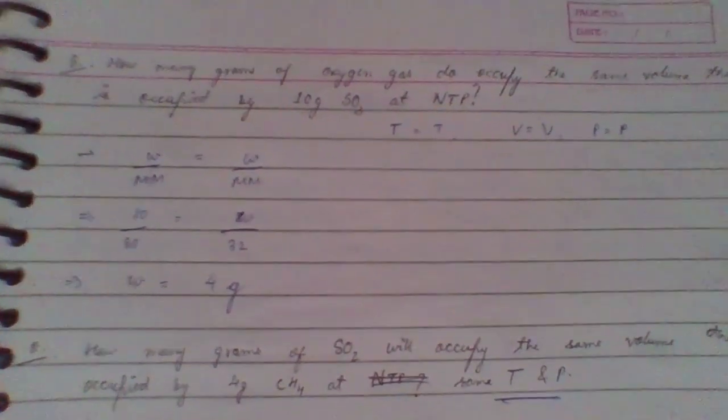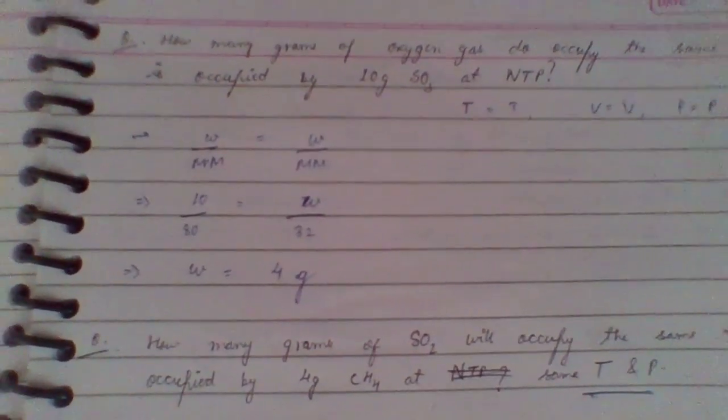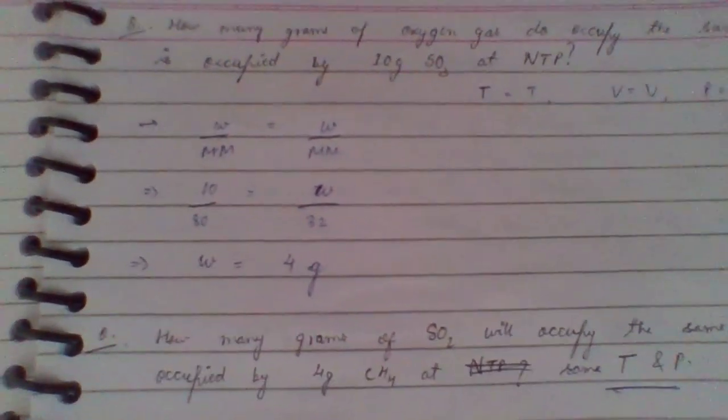So n equals W by mm, we all know. From that we get that the mass of sulfur trioxide by its molar mass will be equal to the mass of oxygen gas by its molar mass. Which gives us 10 upon 80 is equal to W upon 32. So the mass will be 4 grams.